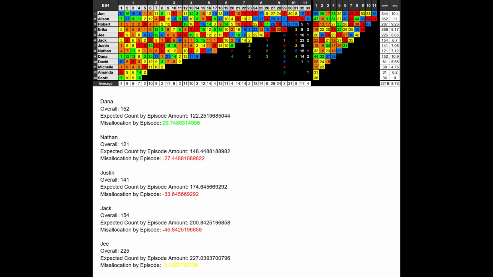Nathan has an overall diary room count of 121, and his expected count by episode amount is 148, meaning that he has 27 fewer confessionals than he should have based on the misallocation.